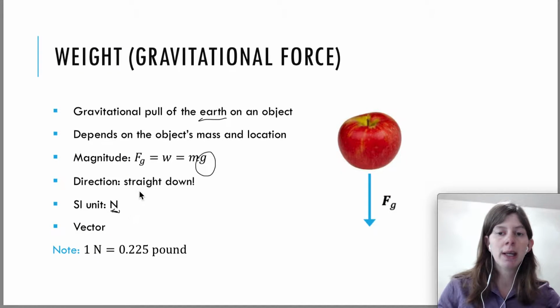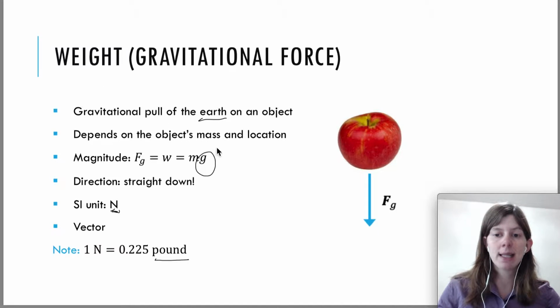You don't want to get weight and mass confused. This is coming up in the next slide. I have a note here that 1 Newton is approximately 0.225 pounds. So the pounds that you're used to are a unit for weight. So this is just a conversion factor. Notice that I did not put a conversion factor with kilograms. Kilograms is a unit for mass.